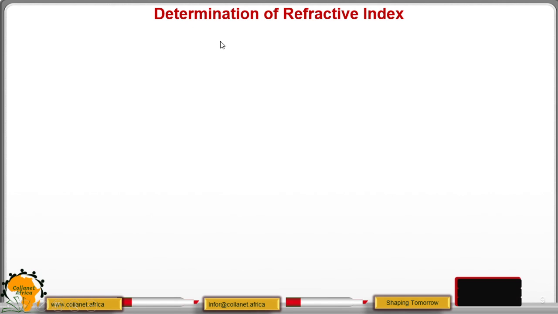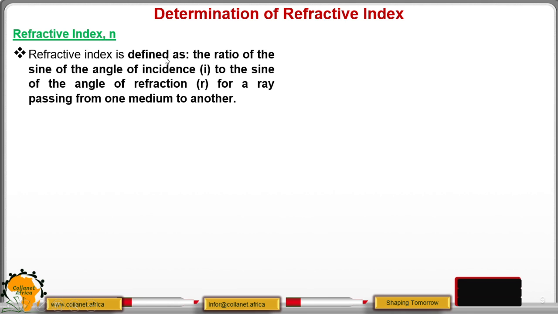Under this we are going to look at determination of refractive index. We start with the definition of refractive index, eta. Now this one is defined as the ratio of sine of angle of incidence I to the sine of angle of refraction R for a ray that is passing from one medium to the other.